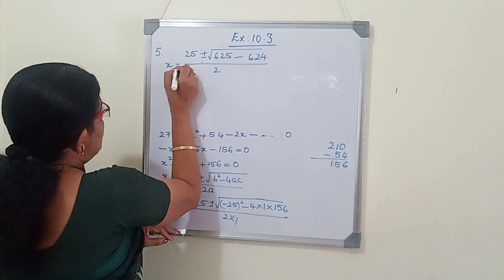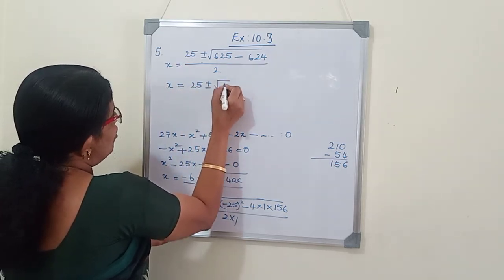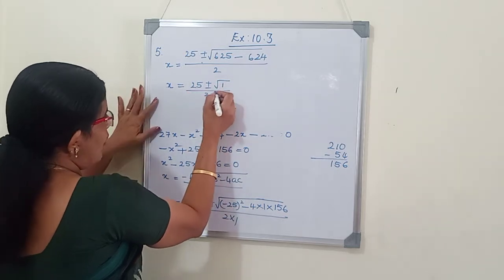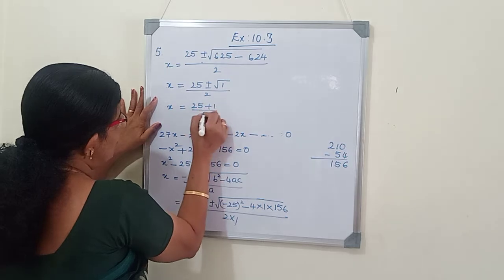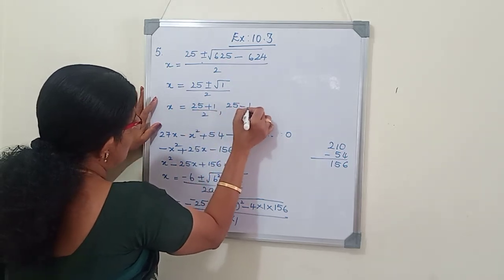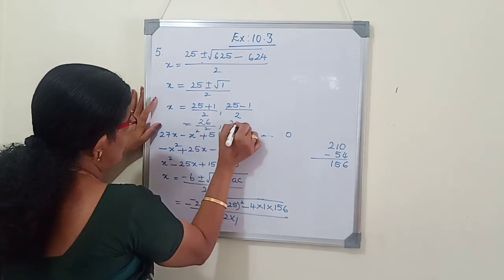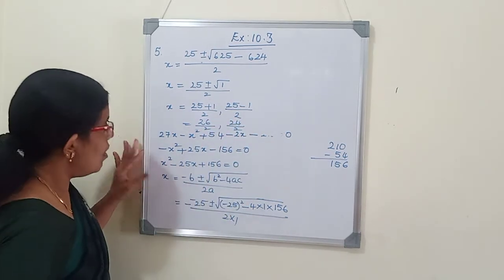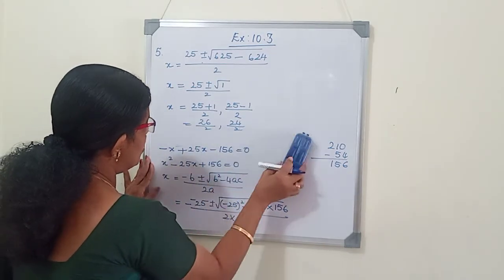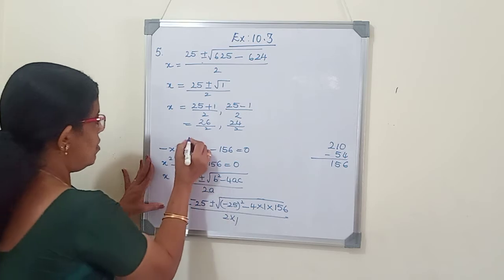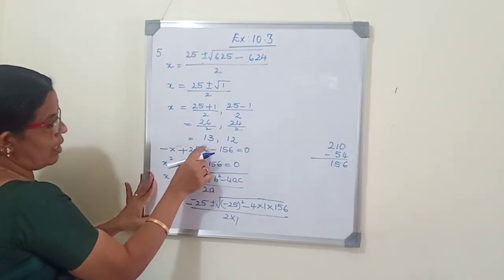So x equals 25 plus or minus square root of 1, by 2. Square root of 1 is 1. So x equals 25 plus 1 by 2, comma, 25 minus 1 by 2. So 26 by 2, 24 by 2. So 26 by 2 is 13 and 24 by 2 is 12. 13 and 12. So we assume that her maths mark is x.